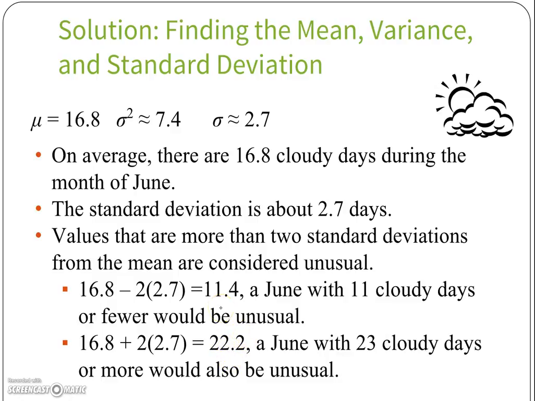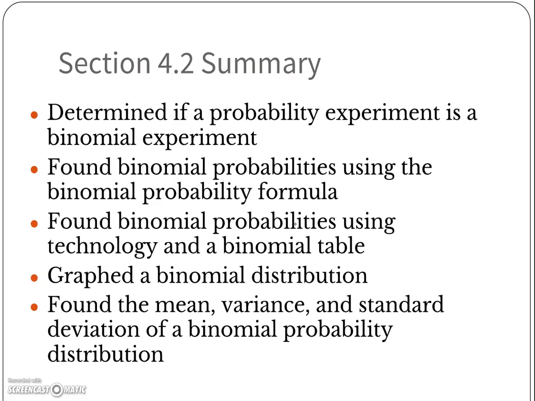So it would be normal to have between 11 and 23 cloudy days in June, but if you had less than 11 or more than 23, because those values were more than 2 standard deviations from the mean, that would be unusual. So here we're taking unusual to be more than 2 standard deviations from the mean.